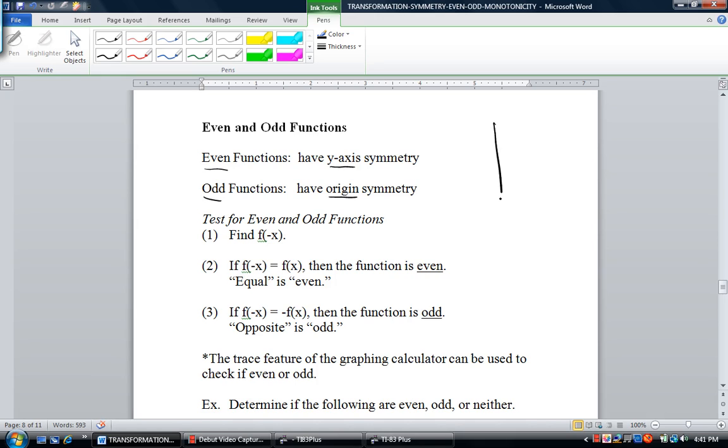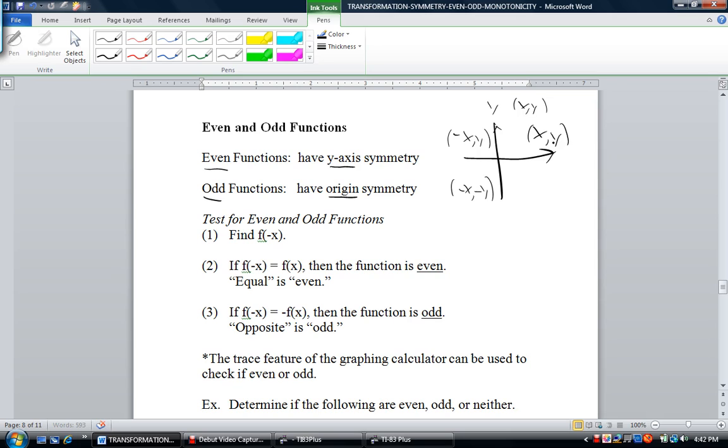Now I'll go ahead and do a little review. Over the y-axis means you're going from a positive x to a negative x. Origin means we're going from a positive x, y, going over 2 quadrants to a negative x, negative y. So what that means is, if I were to label this point, it would look like this.